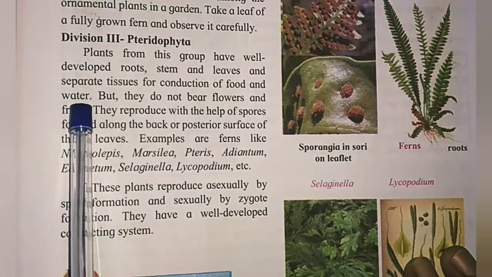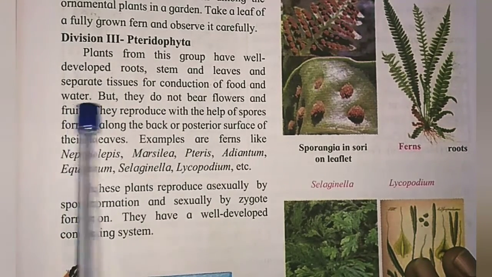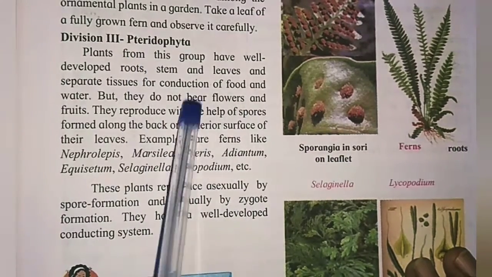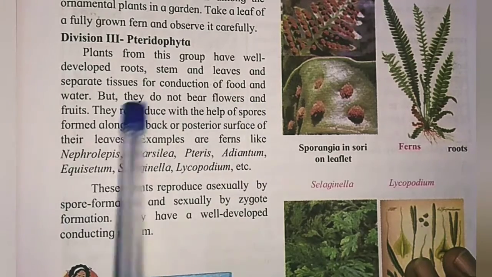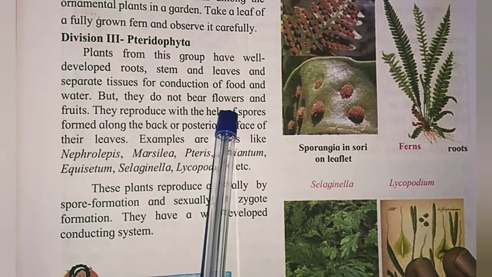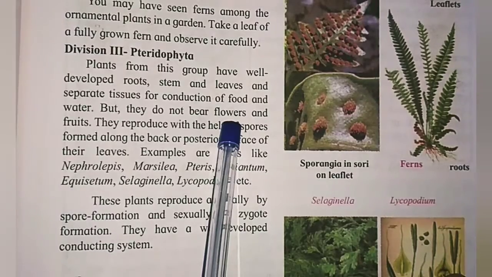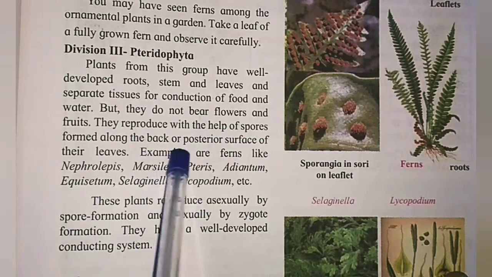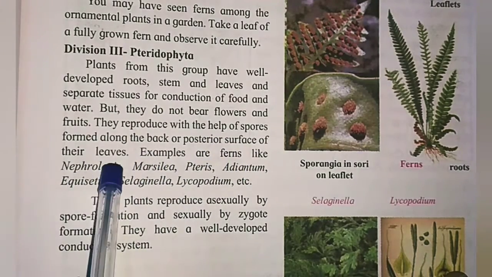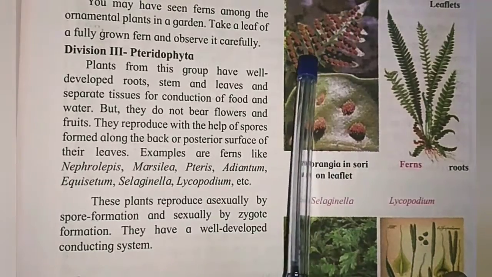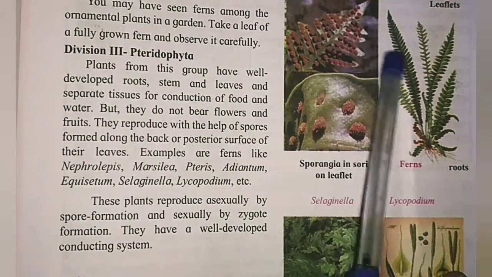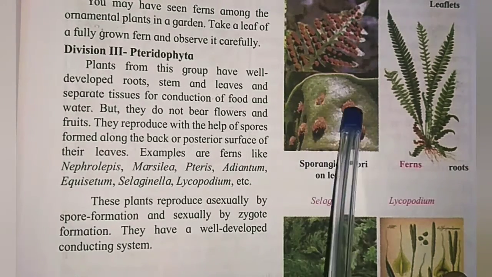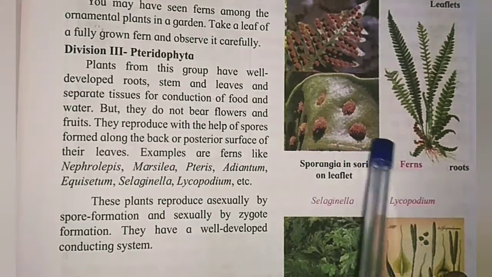So whatever we have seen before, Thallophyta and Bryophyta, they don't have roots, stem, leaves, but this Pteridophyta has all the three. Okay, but they do not bear flowers. These are plants, but they don't have flowers and fruits for reproduction. They reproduce with the help of spores formed along the back or posterior surface of their leaves. See this. Under the microscope you can see this is a plant and these are leaves. If you see under the microscope you will see these spores. This is nothing but their seeds for propagation.